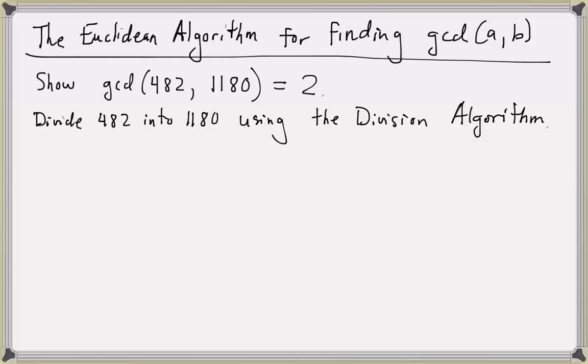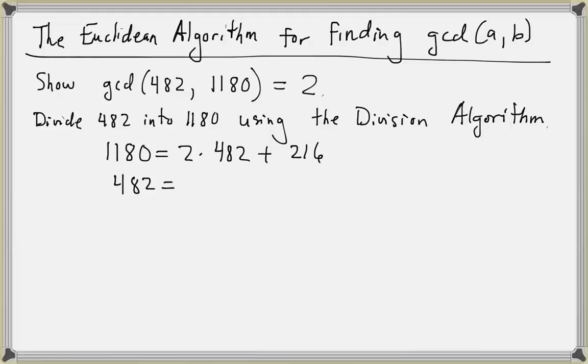So first I want to divide 482 into 1180 using the division algorithm. Okay, so 482 goes into 1180 2 times, and that will leave a remainder of 216. So I can write 1180 as 2 times 482 plus a remainder of 216. Now I'm going to continue to use the division algorithm, but I'm going to start over with 482 and the remainder 216. So I'm going to divide 216 into 482.